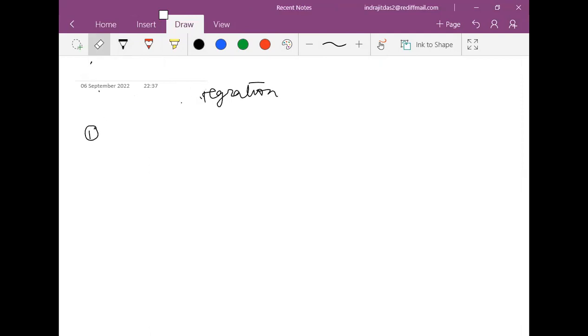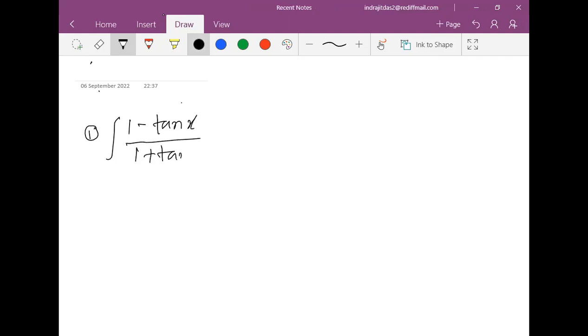Integration trigonometric problems will be discussed this way. That first question, integral of 1 minus tan x by 1 plus tan x dx. How to do this question?